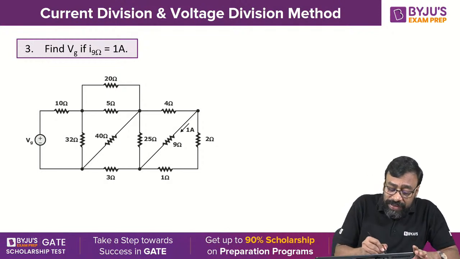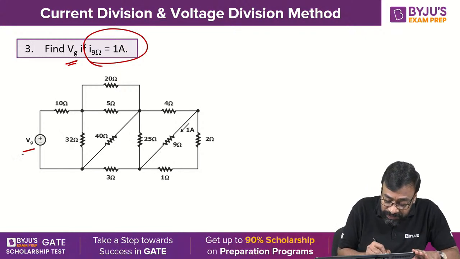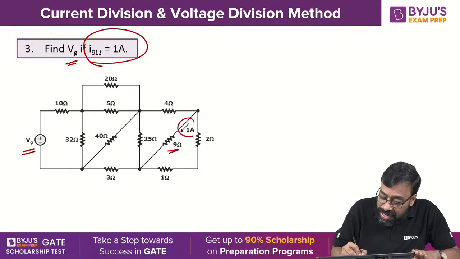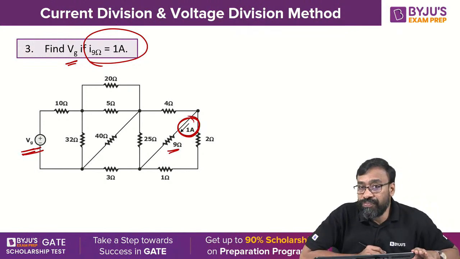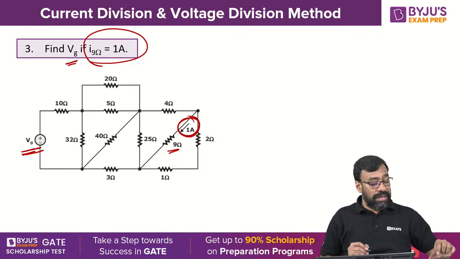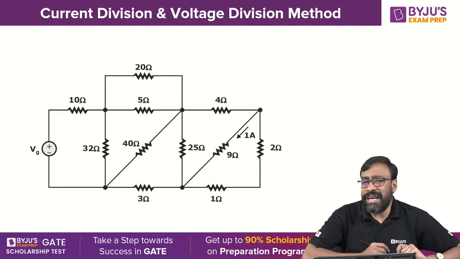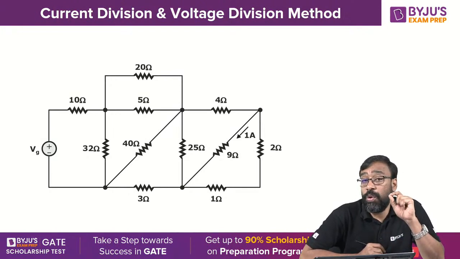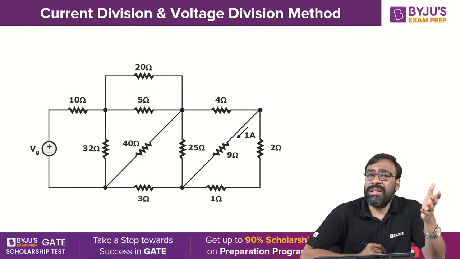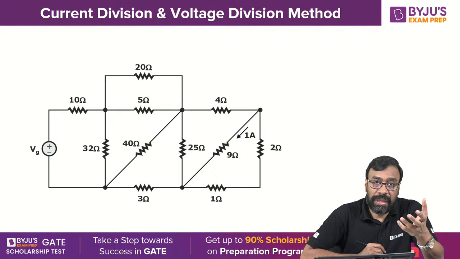Find VG if the current through the 9 ohm is 1 ampere. 1 ampere is given here, and you are required to determine the VG value. Shall we apply the jumping technique here? When you want to apply the jumping technique, the first thing you have to do is know the voltage at one particular node. Once you know the voltage at one particular node, from that point to any other node, you can easily jump just by either taking the voltage or dropping the voltage. Understand, all of you?